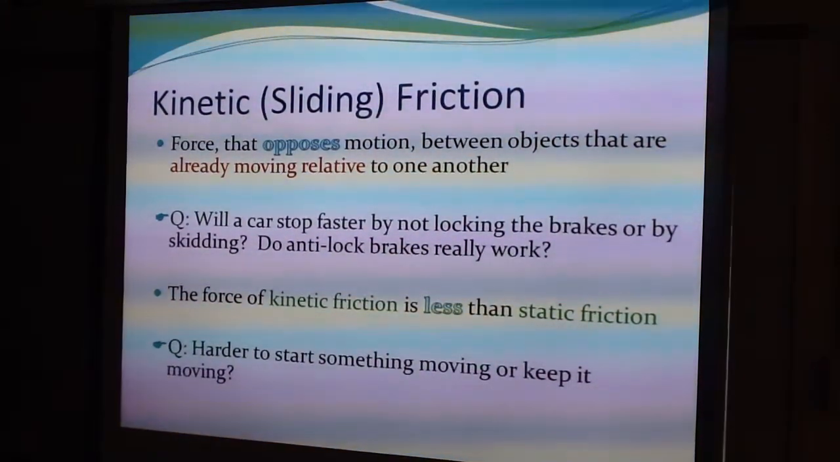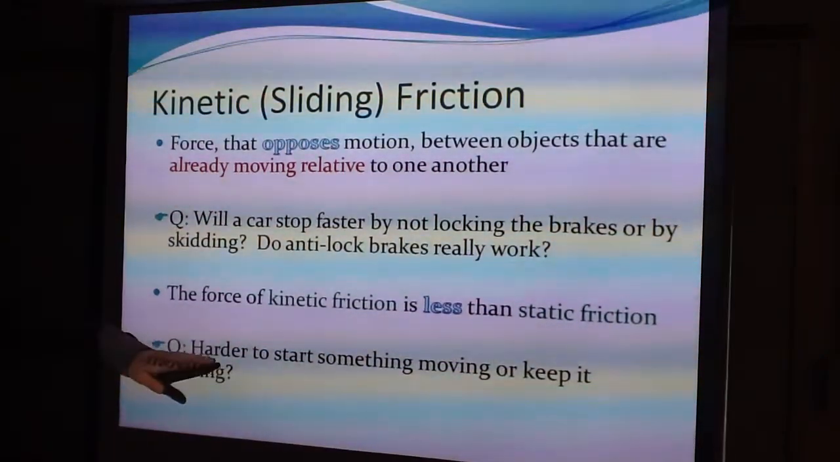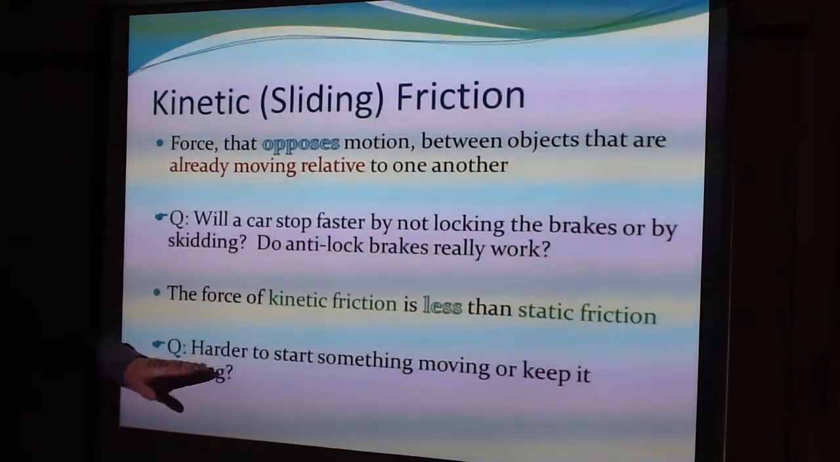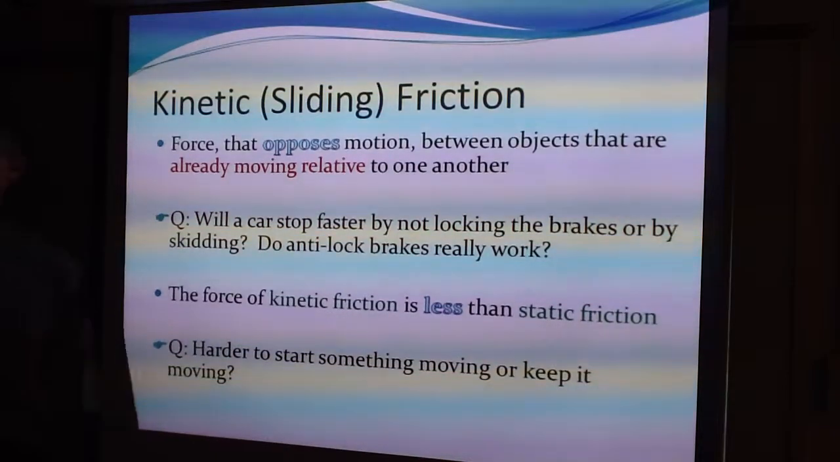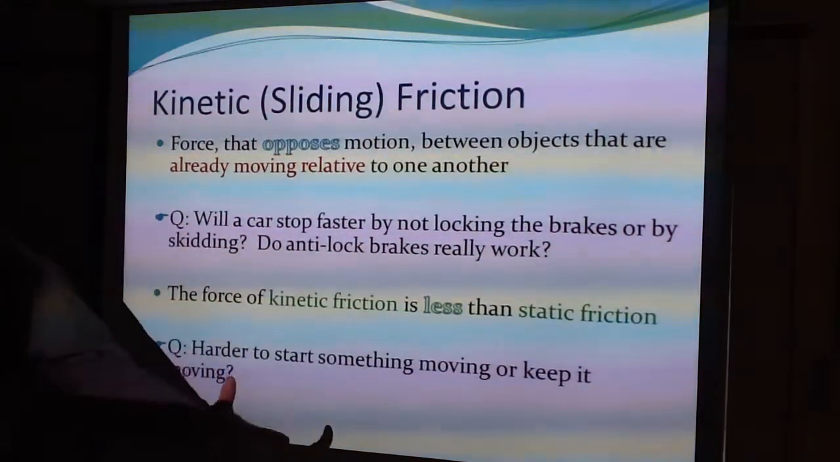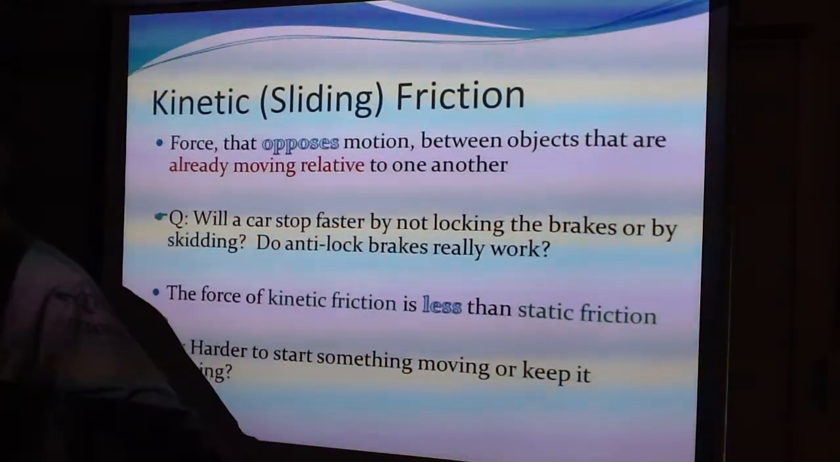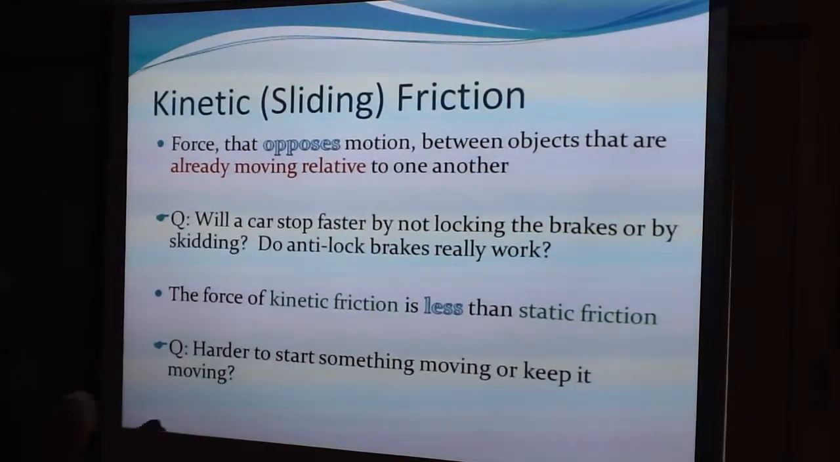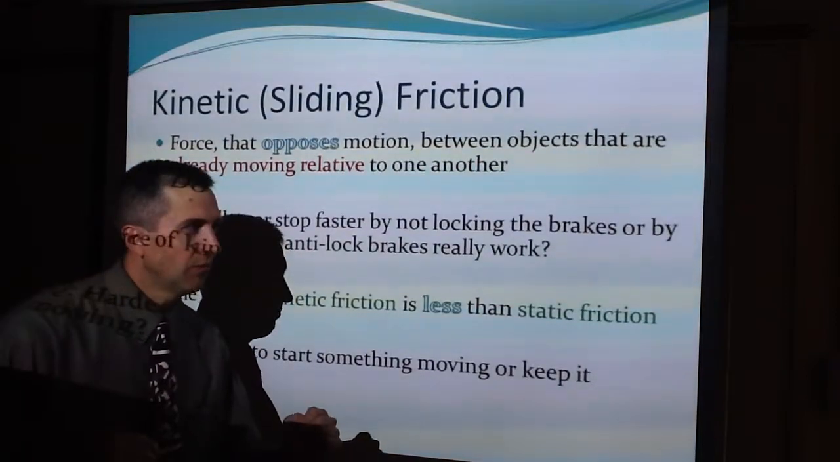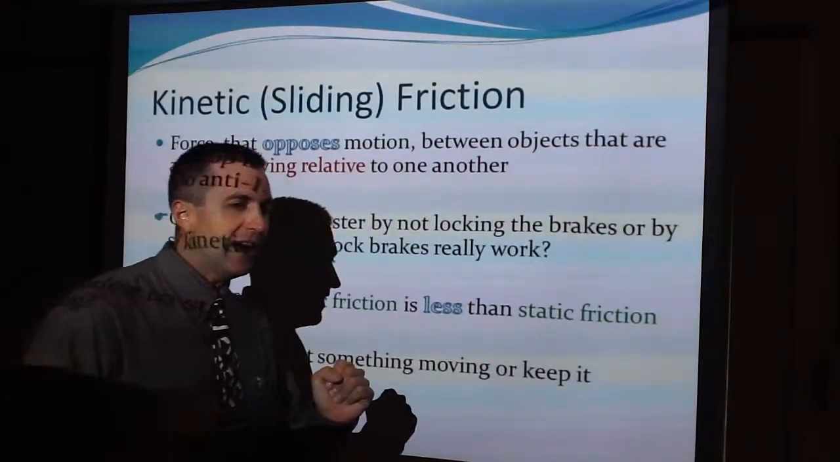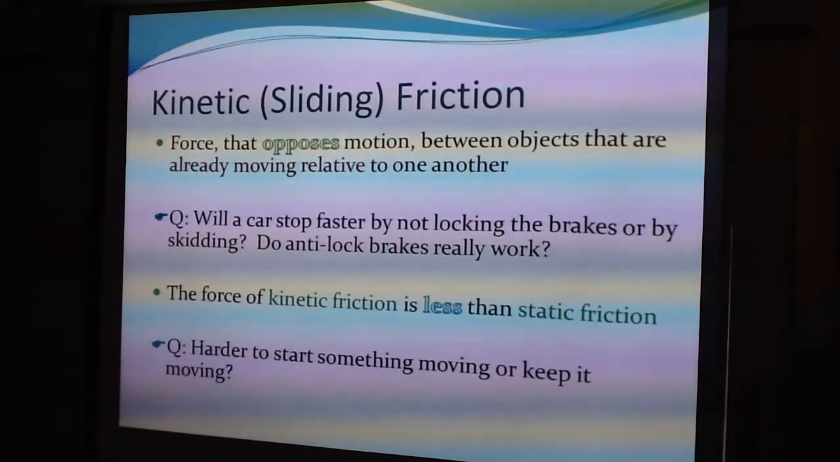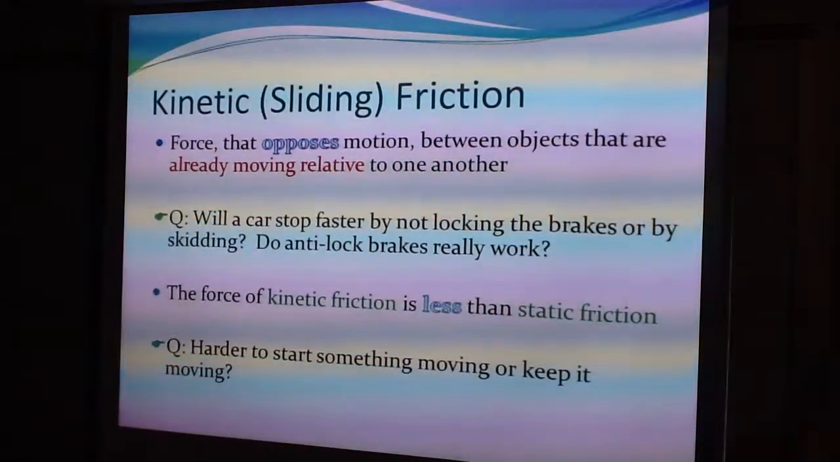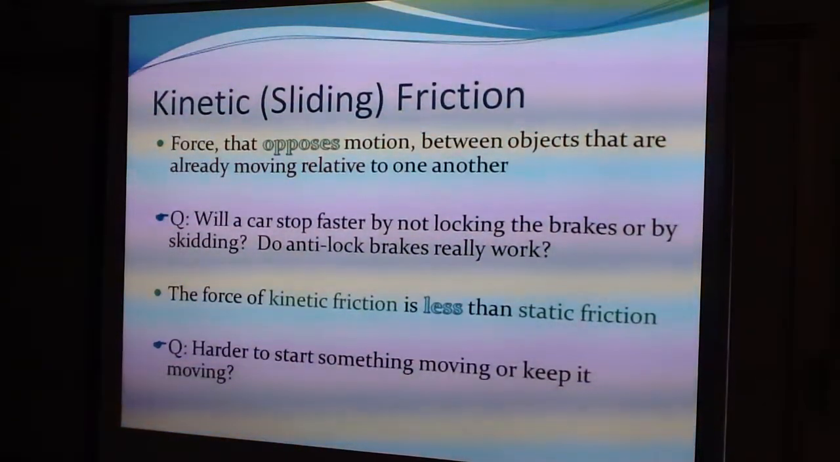All right, other question. Down at the bottom here. Is it harder to start something moving or to keep it moving? So you got a huge box and it's too heavy to pick up. And you're just going to, well, I'll just slide it across the floor because it's in my way right now. So what happens? You're pushing on this box. The box will begin to slide. And when it begins to slide, is it easier or is it harder?